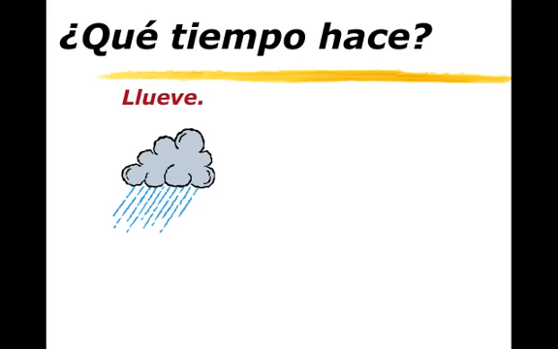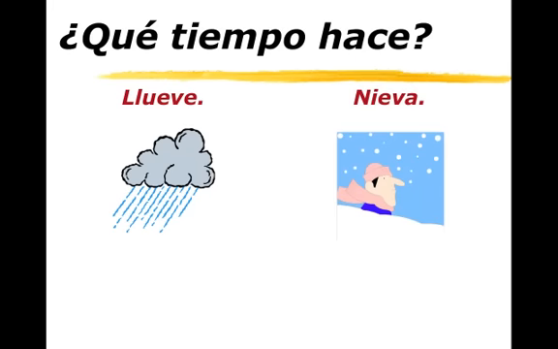Llueve. This is a neat verb because it's just one word, llueve, but it means an entire sentence. It means it's raining. One word just to say it's raining. It comes from the verb llover, which we'll see down here at the bottom. Llover means to rain. When we put it in a sentence and conjugate it, we say llueve. If you want to just say rain, like the noun, it's la lluvia.